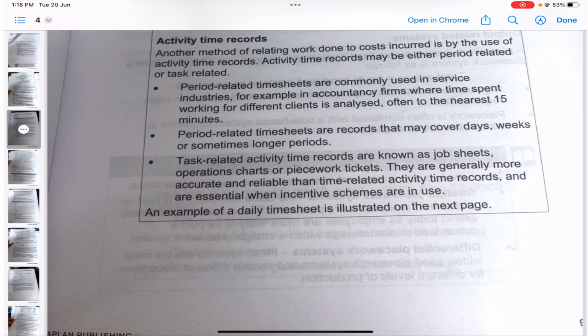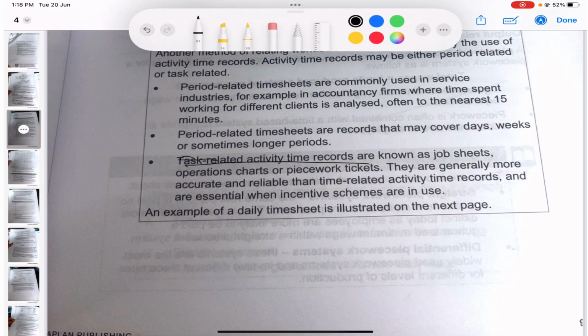For example, in accountancy firms, where time spent working for different clients is analyzed, often to the nearest 15 minutes. So period related timesheets are records that may cover days, weeks, or sometimes it can even be a further longer period. There is no limit. It depends specifically on what kind of business we are making it for. What are task related activity timesheets? Task related activity time records are known as job sheets.